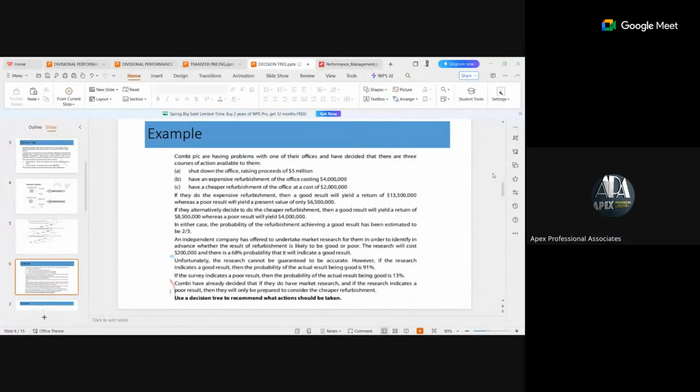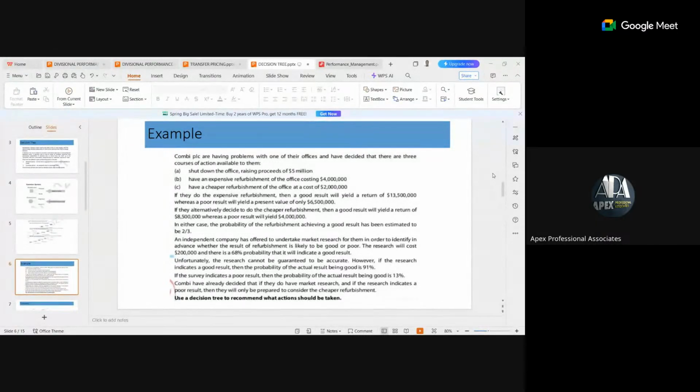So you have to read further that the research will cost 200,000. It means there is a cost associated with this research. The research will cost 200,000. And there is 68% probability that it will indicate a good result. It means if the good result is 68%, the bad result will be what? 32%. Yes, 32%. Just take note of that.